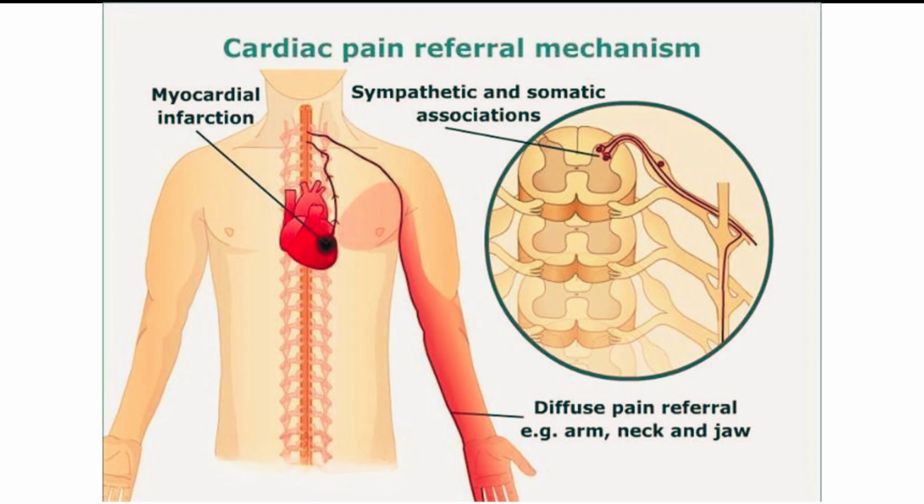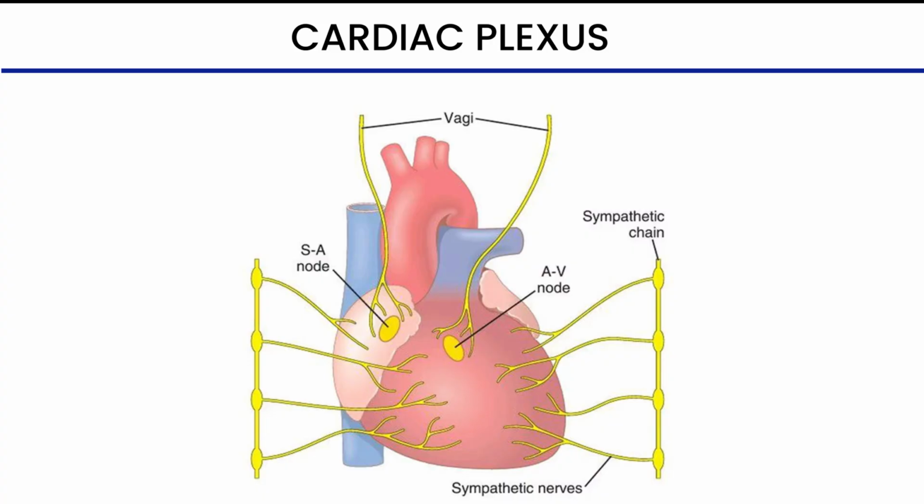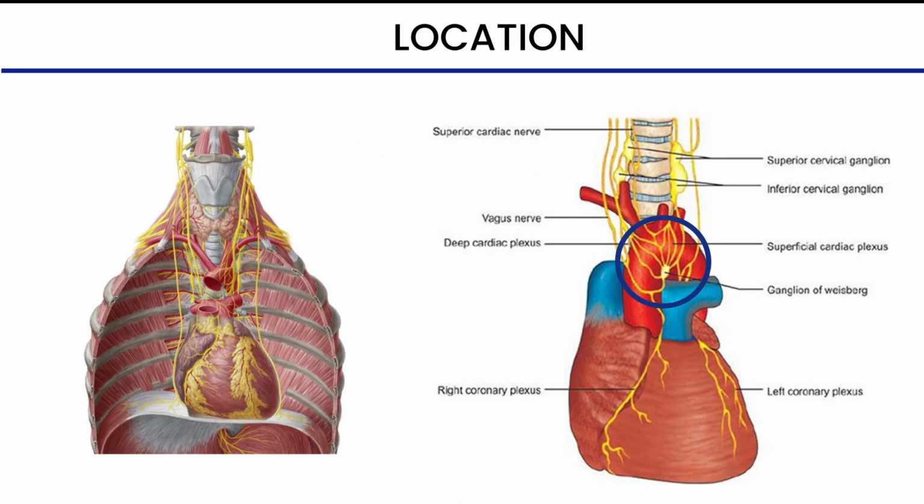Today we will understand how the cardiac plexus, pain pathway and the brain together create referred pain from the heart. The cardiac plexus is the autonomic nerve network of the heart that regulates cardiac function by integrating sympathetic and parasympathetic input. It lies at the base of the heart near the bifurcation of the trachea.